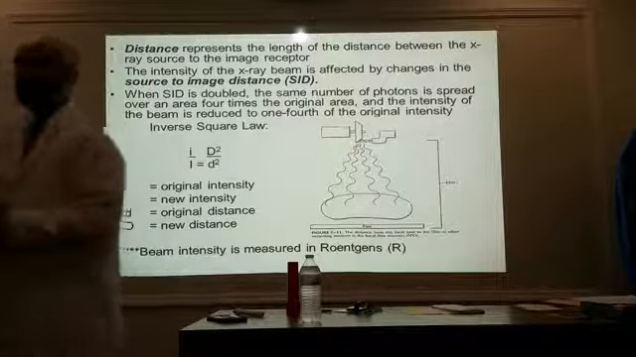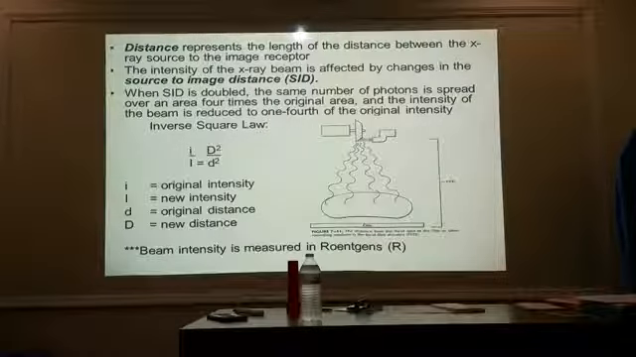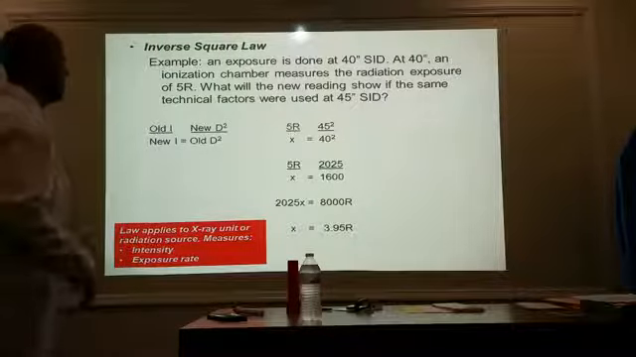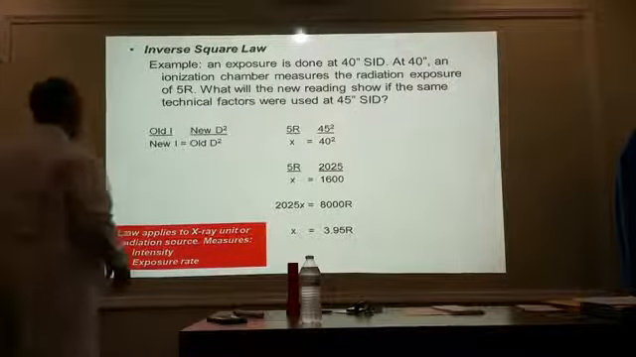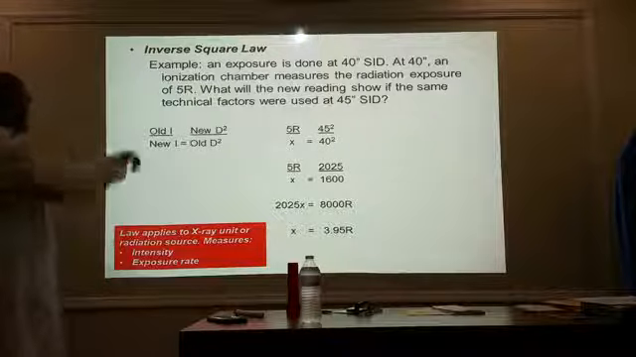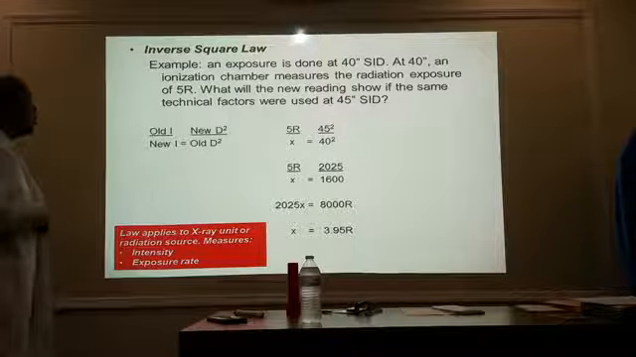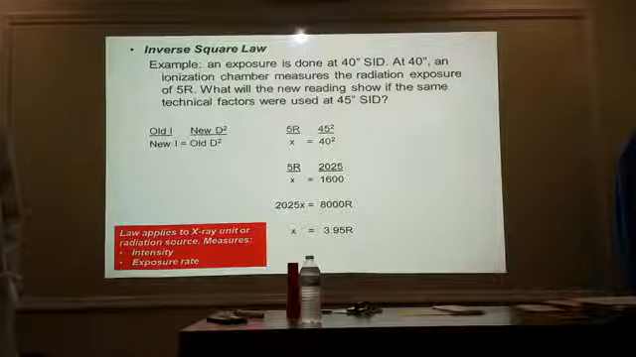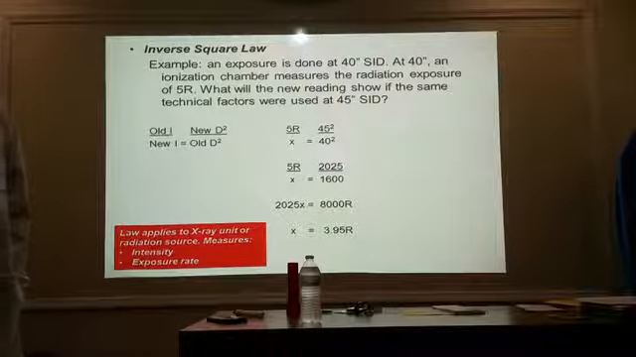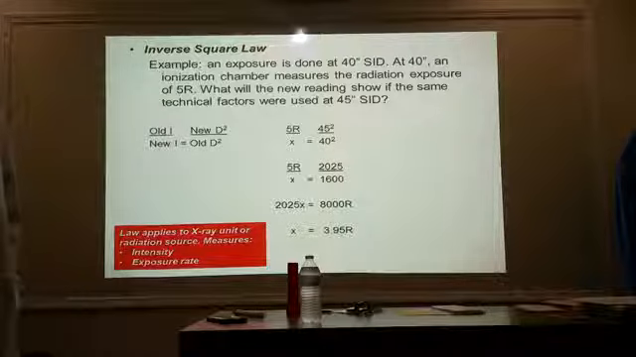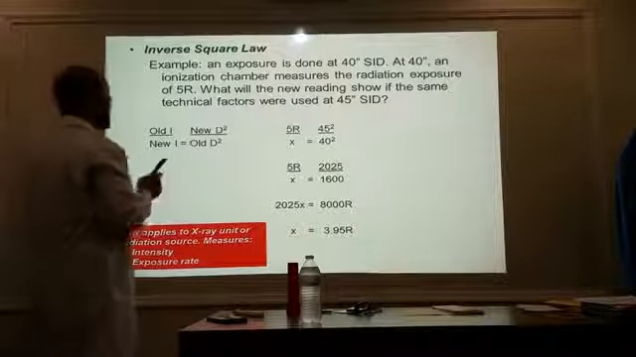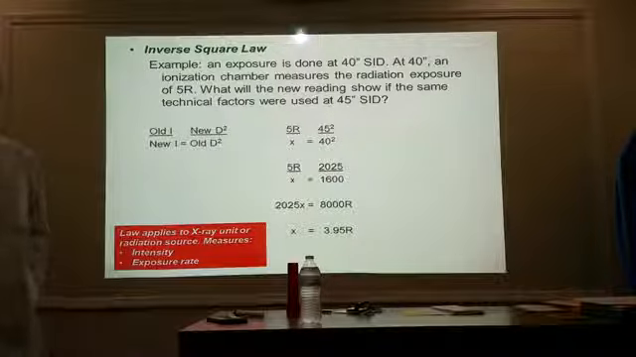Let's apply this to a real situation. Here's the inverse square law. An exposure is done at 40 inches SID. What's SID? Source to image distance. The distance from the X-ray tube to the image receptor. An exposure is done at 40-inch SID.